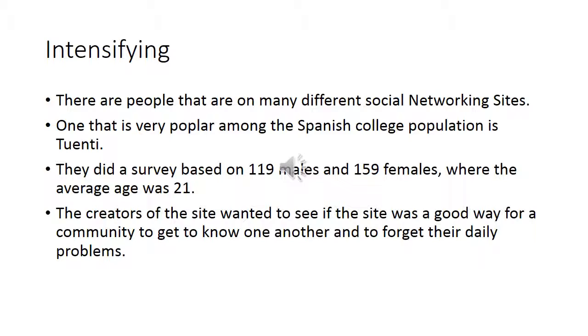So as stated, when you're intensifying something in the Intensify/Downplay model, you are using three parts: repetition, association, and composition. These three are being used in the article about social networking sites. In this article, they are interviewing 119 males and 159 females with an average age of 21.